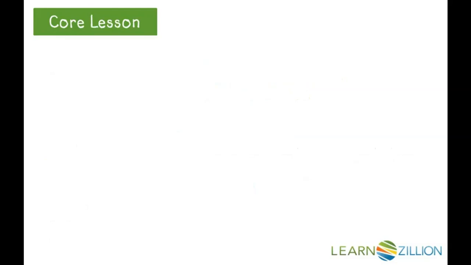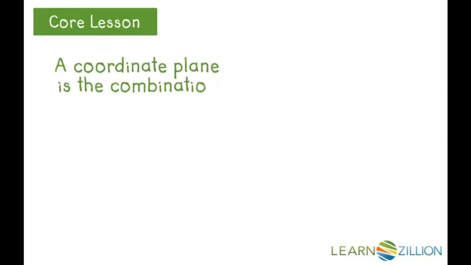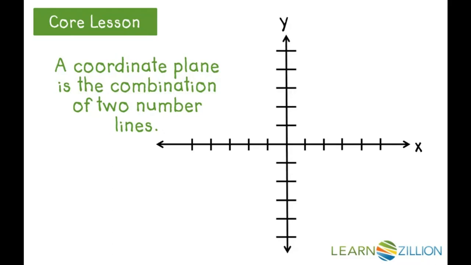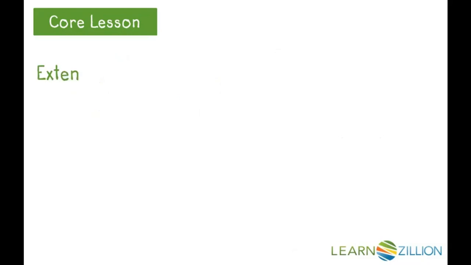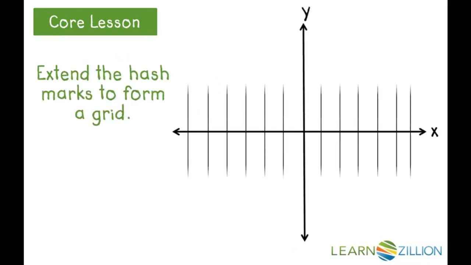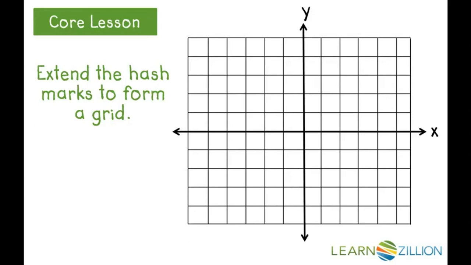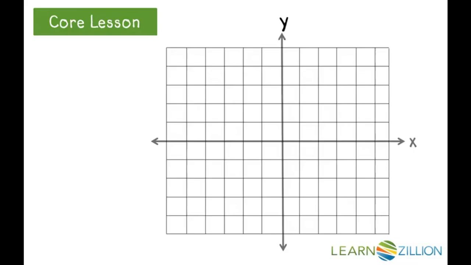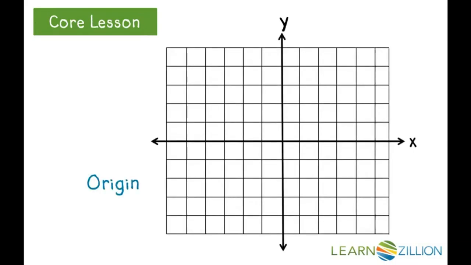A coordinate plane is a combination of 2 number lines that we also call axes. The horizontal axis is labeled x, and the vertical axis is labeled y. To view the entire coordinate plane, extend the hash marks to form a grid, both vertically and horizontally. The start or middle of every coordinate plane is called the origin. We label it (0, 0) because we look at the middle of the x-axis and the middle of the y-axis.